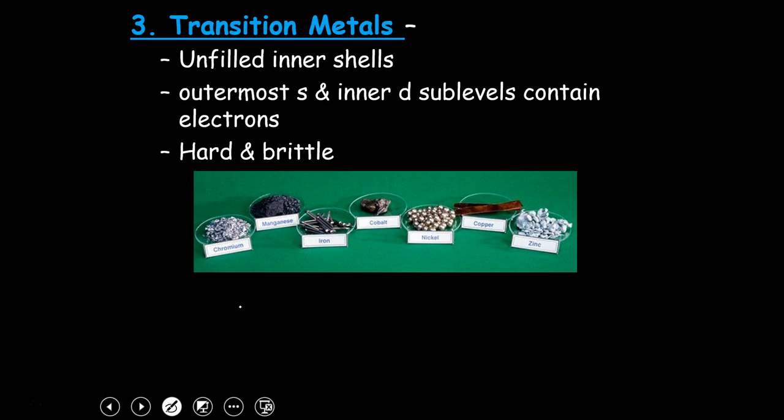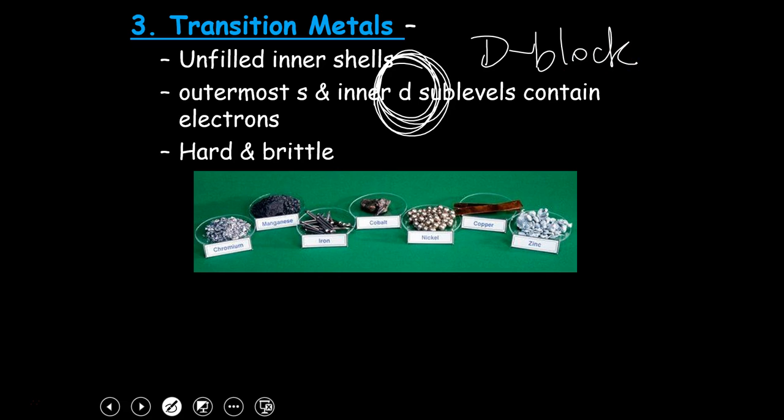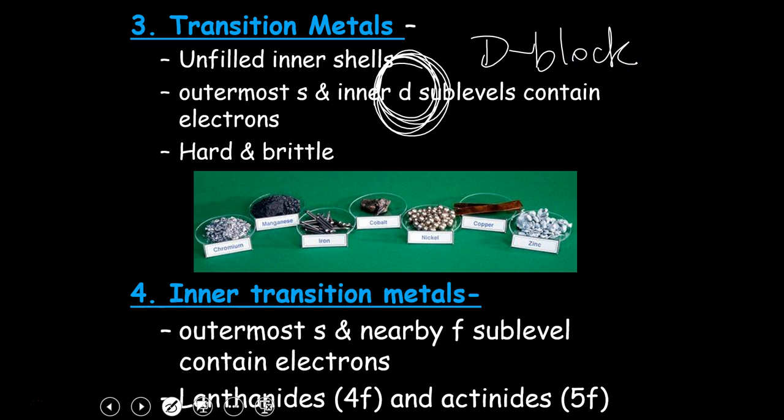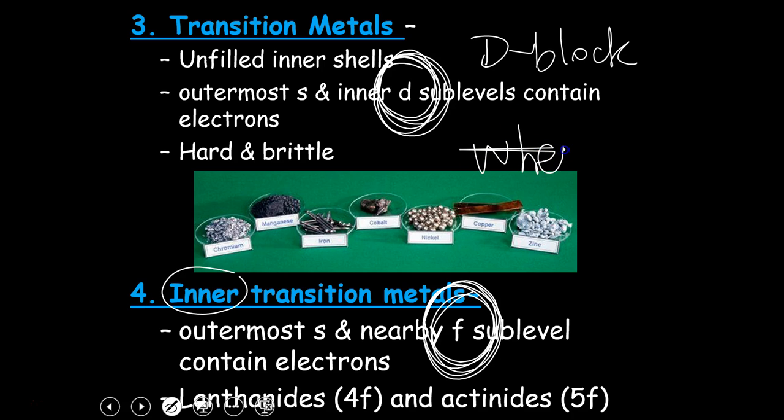The third category is your transition metals, and these are the ones that are hanging out in the D block. These are your D block elements. And then inner transition metals, these are your F block elements. And it's all about where, oh where, is that electron?